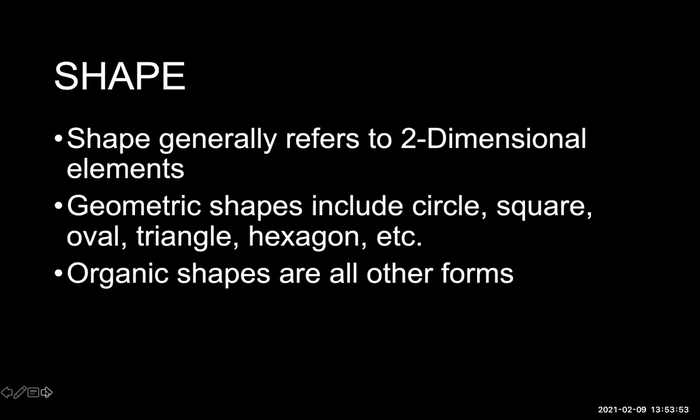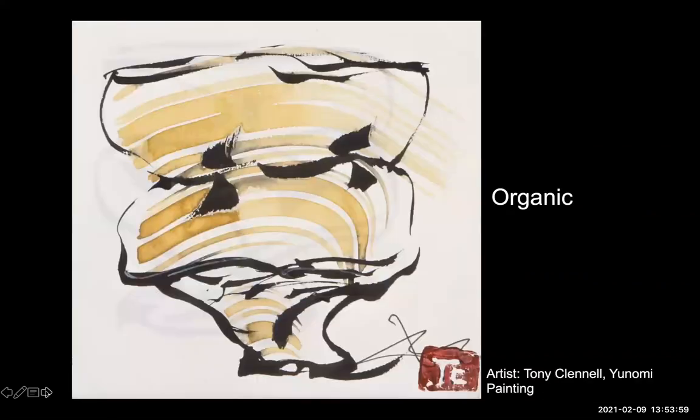Geometric shapes include circles, squares, ovals, triangles, hexagons. Organic shapes are all other forms that are not geometric. The majority of shapes depicted in this painting are organic. Even the shapes that appear more geometric are not symmetrical and merely reference rectangles and triangles. The yellow curved lines are meant to suggest a three-dimensional form without much use of shading, a traditional way of representing a 3D form with 2D media.